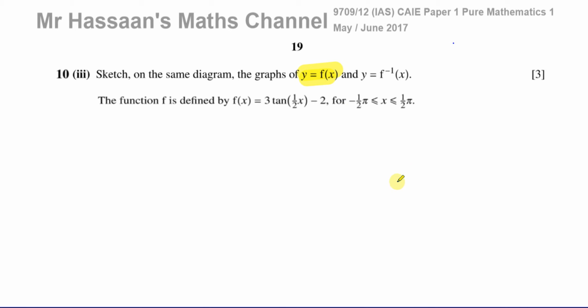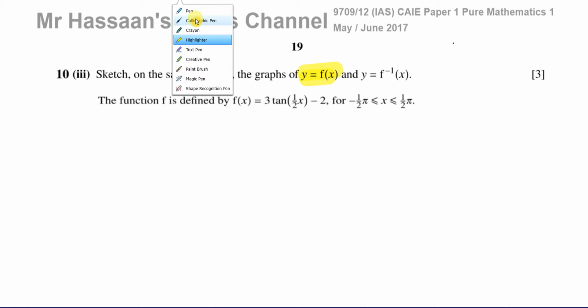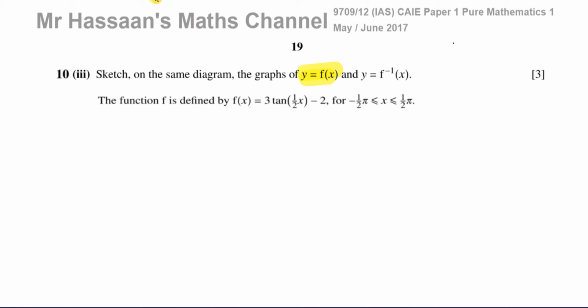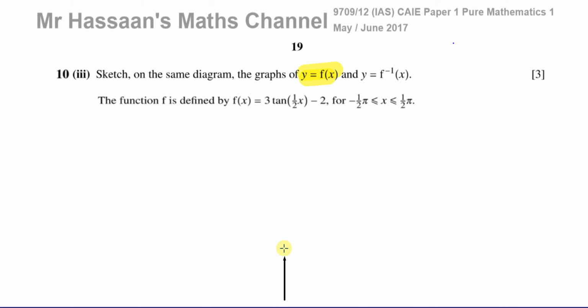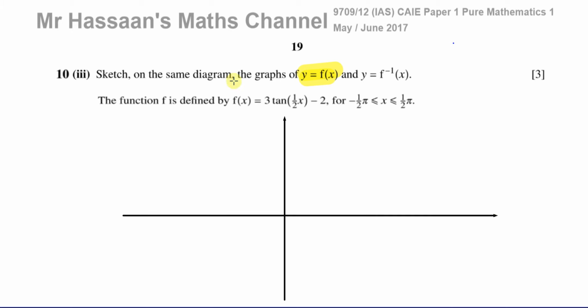All right, so now let's think about what this graph will look like. I'm going to draw a pair of axes first. So here's the y-axis, here's the x-axis.